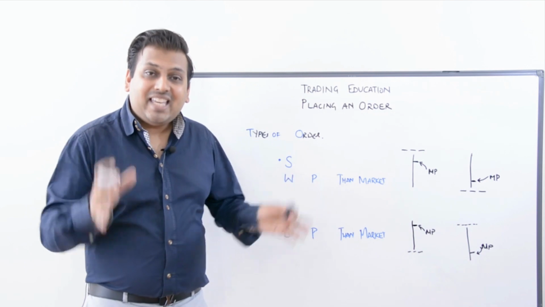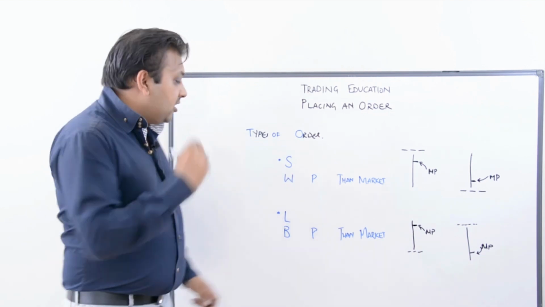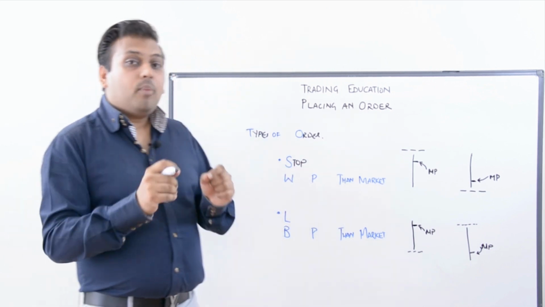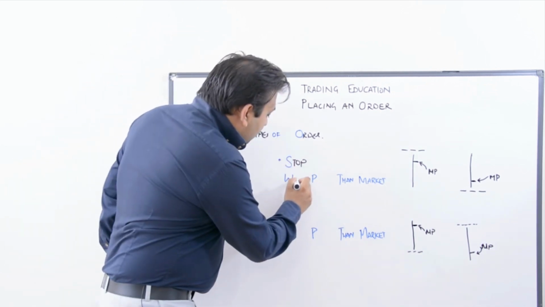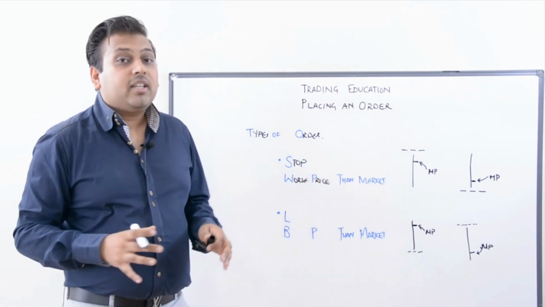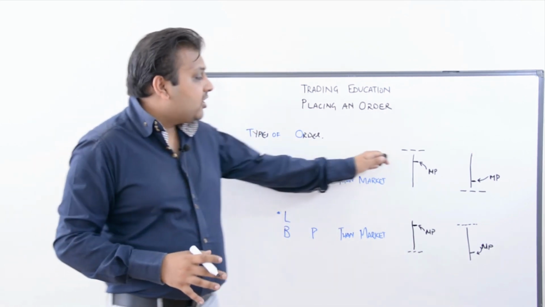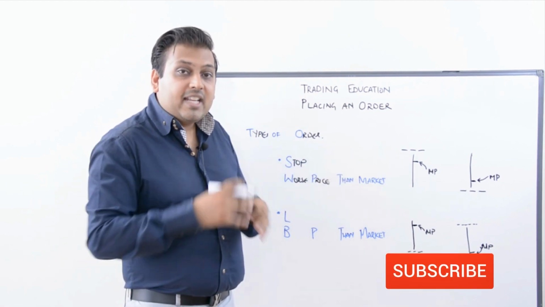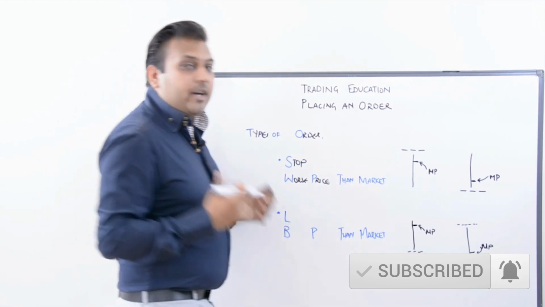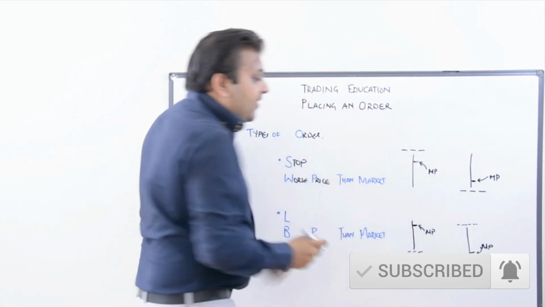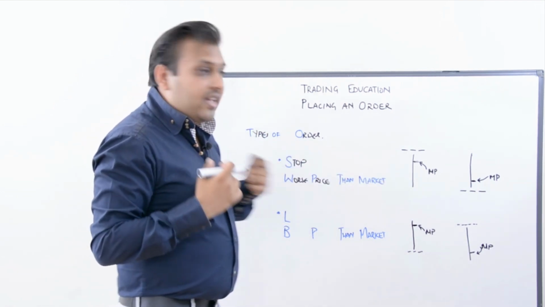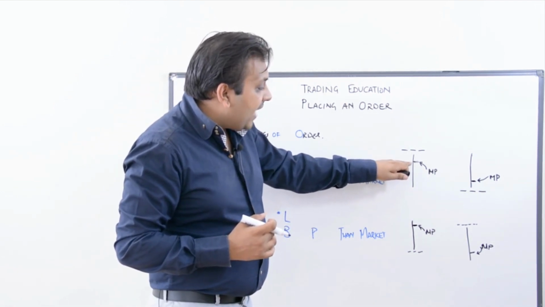There are two key types of orders. The first type is a stop order. A stop order is a worse price than where the current market is at. Okay, so let's look at these diagrams over here and let's look to explain what that exactly means. Now, I'm a buyer, and if I'm buying at the current market price, MP here means market price. If I'm buying at the current market price, that would be this level here.